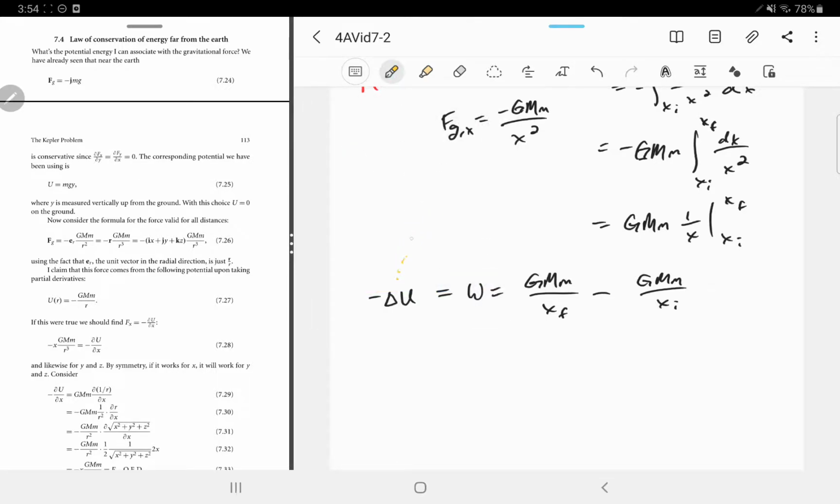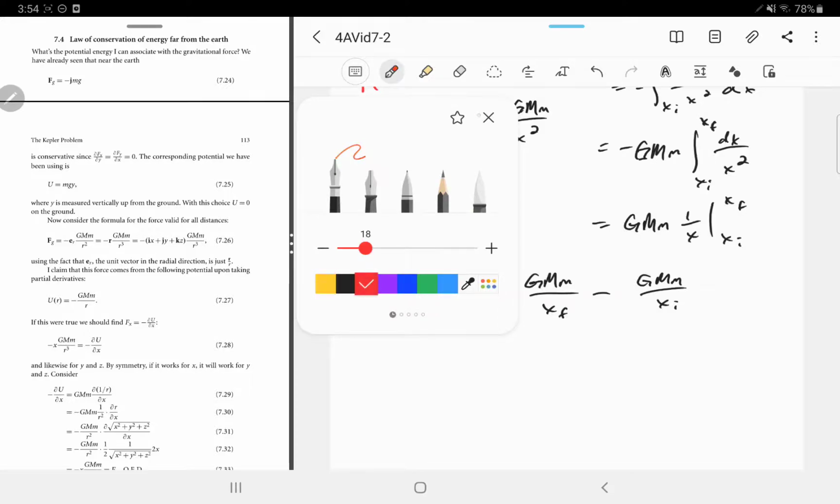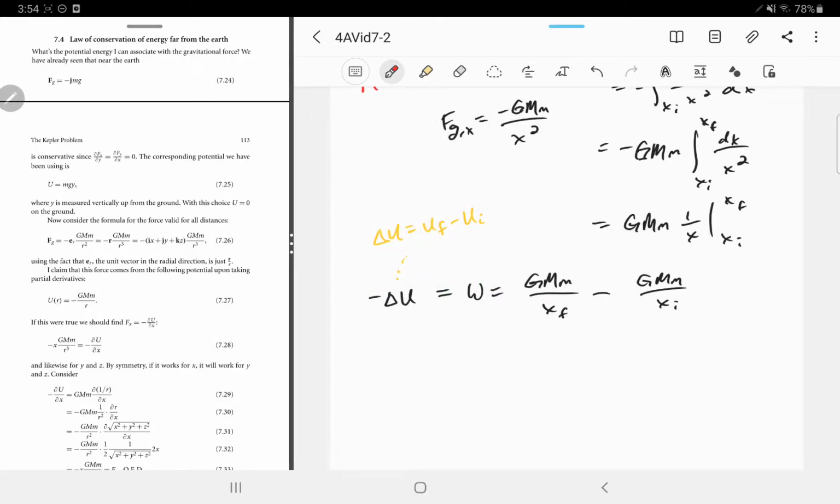Maybe this will be a little clearer. So delta U is U final minus U initial. And so if we do minus delta U, that's going to reverse the order of these things. So U initial minus U final is equal to G M1 M2 over X final minus G M1 M2 over X initial.